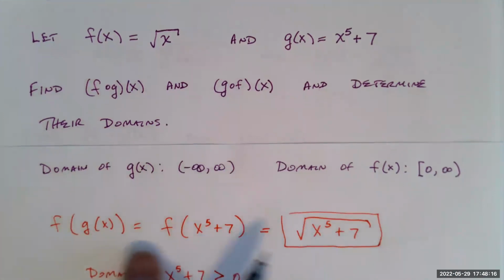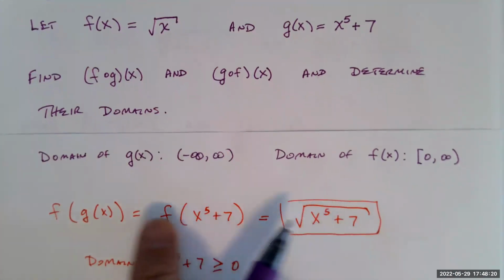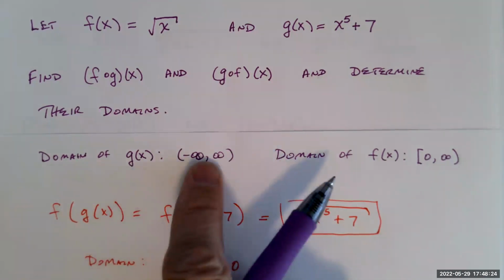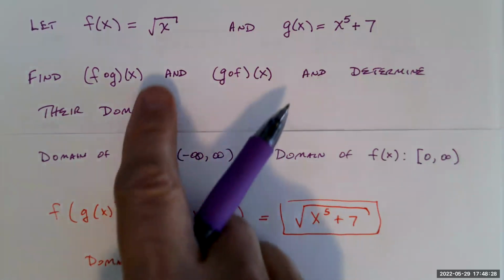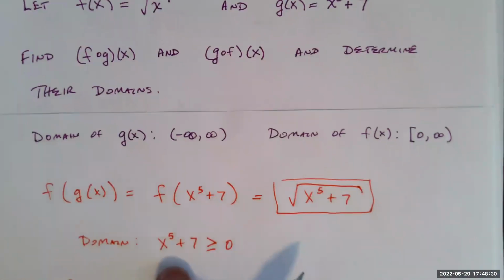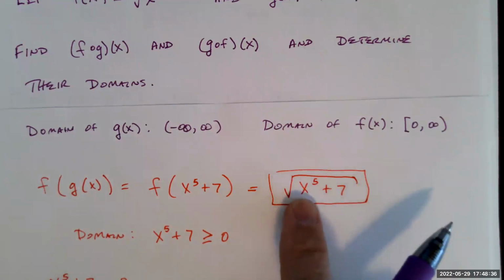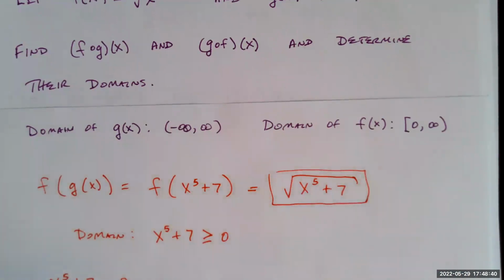So remember, in this case, what we're plugging in, x to the 5th plus 7, that function originally, I can plug anything into the function g of x, right? So I don't have to worry about anything there, but whatever I'm plugging in to the function f has to be what? Greater than 0. So x to the 5th plus 7 must be greater than or equal to 0. And we can even see that in this rule right here, because clearly, if I'm taking the square root of x to the 5th plus 7, it has to be greater than or equal to 0.